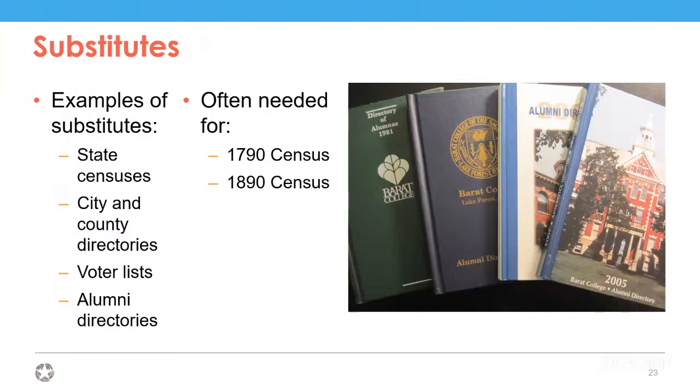So outside of the scope of your federal every 10 year census, there are a few other places that you can look. Some examples of those would be state censuses. For quite a while, states did their own individual censuses, as well as territories to keep track of those. You also have city and county directories. That's a great way to see listed families, voter lists, as well as alumni directories. These are most often, of course, needed for 1890 and 1790 census, because those state censuses were what was mainly being used before the 1790 census.